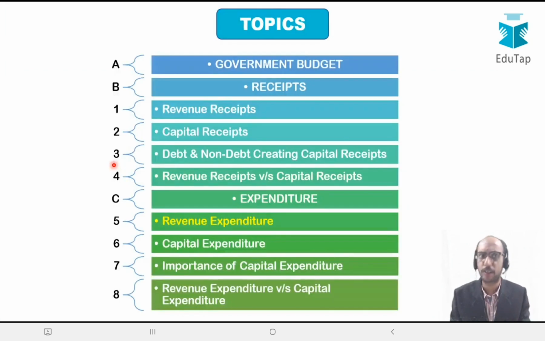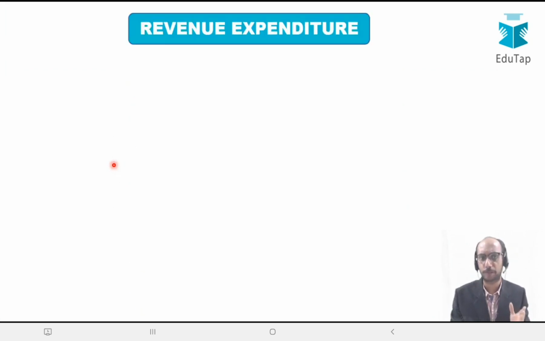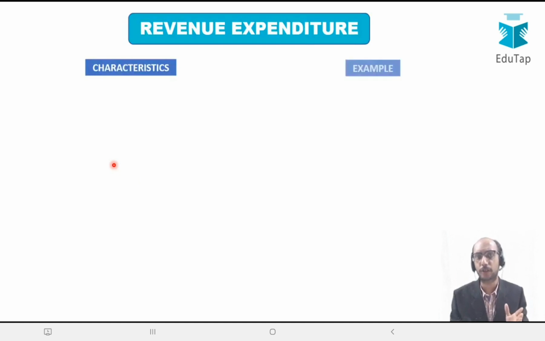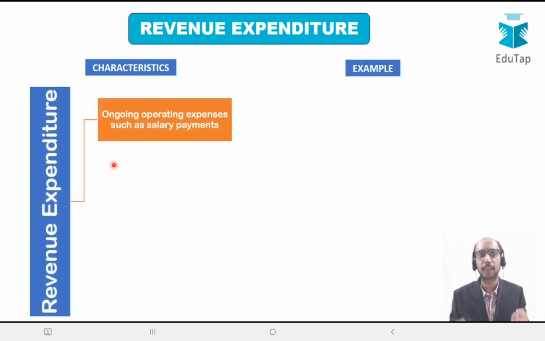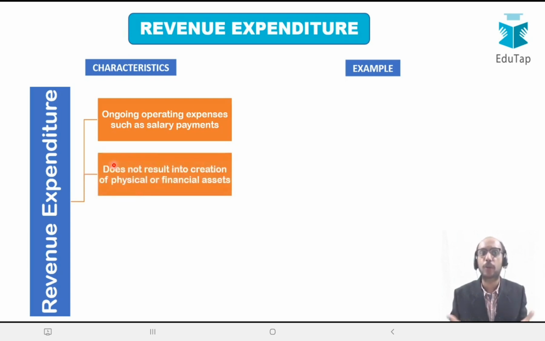Based upon this, let us take our discussion further and talk directly about revenue expenditure. Now, you know the drill that we will be looking at characteristics of revenue expenditure, and we will be looking at examples of revenue expenditure. Whenever we talk about revenue expenditure, the first thing that we must keep in mind is that it is like an ongoing operating expense such as salary payment. That I have already mentioned once, I will not repeat it again. It does not result in creation of physical or financial asset.